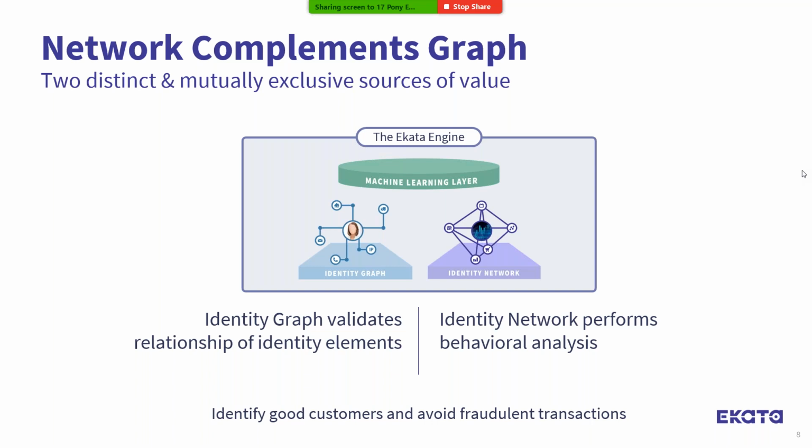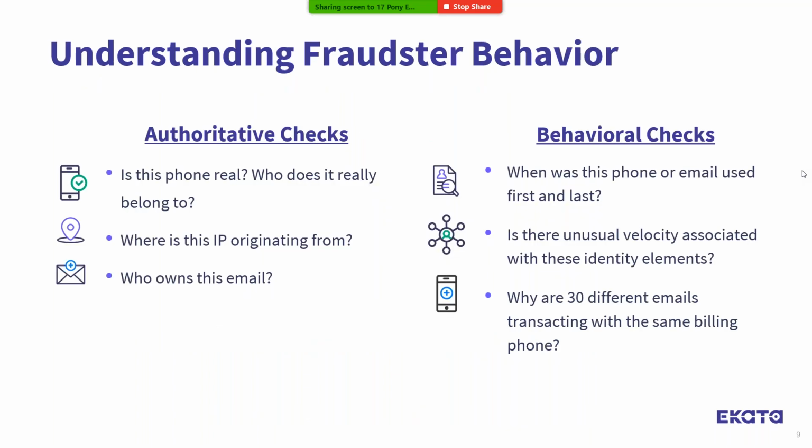So another way to look at this, just so that we're clear, is that our graph focuses on the linkages between identity elements using authoritative checks. So just looking at the phone number on the consumer, validating that it's real and who it belongs to, where a shopper's IP address originates from, who owns an email address. And I like to think of it as the graph helps verify who I am. For instance, my name is Sarah Strano. I live at XYZ address in Seattle. My phone number is, I'm not going to share it.